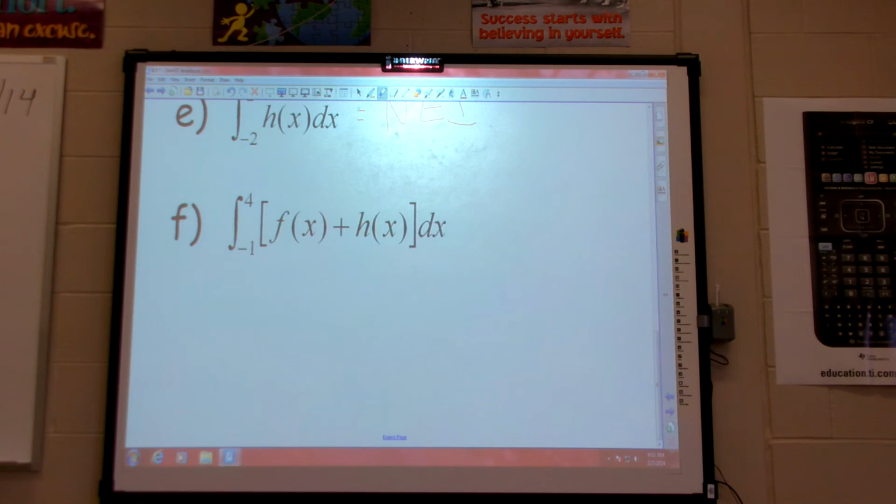Last one. Negative 1 to 4 of f of x plus h of x dx. One of them is NEI. So what can I conclude? NEI. So even though I have enough information for one of them, I can't add it to something I don't know, correct? So if one of them is NEI, you're done.